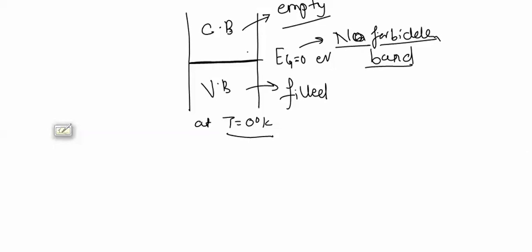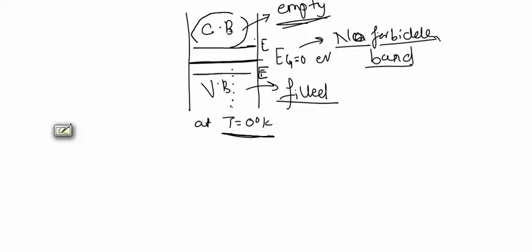Now, if I choose any energy level E in the conduction band at T equal to 0 degrees Kelvin, I know that at any energy level in the conduction band there is no electron, because the conduction band is empty. If I select any energy level E in the valence band, I know that at each energy level there is an electron in the valence band at T equal to 0 degrees Kelvin, because the valence band is totally filled.